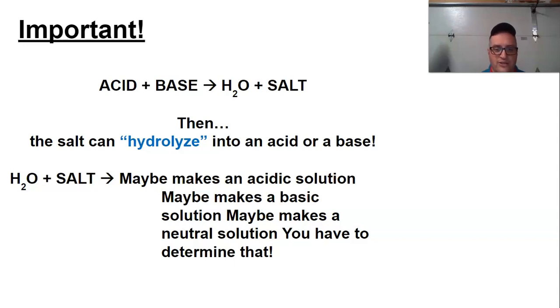Now, the salt can hydrolyze, meaning go backwards into an acid or a base. Water plus the salt maybe makes an acidic, maybe makes basic, maybe neutral. You got to determine that. And that's what we saw with some of those weak acids and bases with titrations, is we saw the fact that we had to determine what that pH was above or below that equivalence point based off of if the salt made a, or the conjugate base made a acid or base.